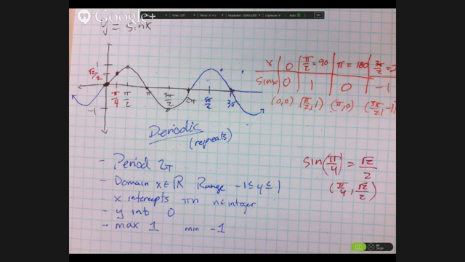Now, graph it. Like a worm. Like a worm.